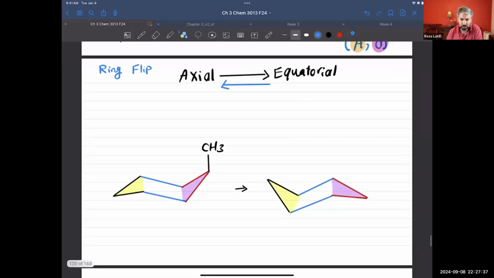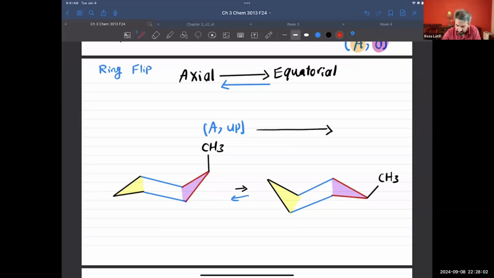So we have a methyl group here, and I'm going to assign the position for it: it is axial and pointing up. I'm going to do a ring flip, and in that case methyl from axial will turn to equatorial. Where is the equatorial position? The equatorial position is going to be here, and that's going to be CH3. Check this: from axial it's going to turn to equatorial, but still is pointing up. So up stayed up, but the axial turned to equatorial.